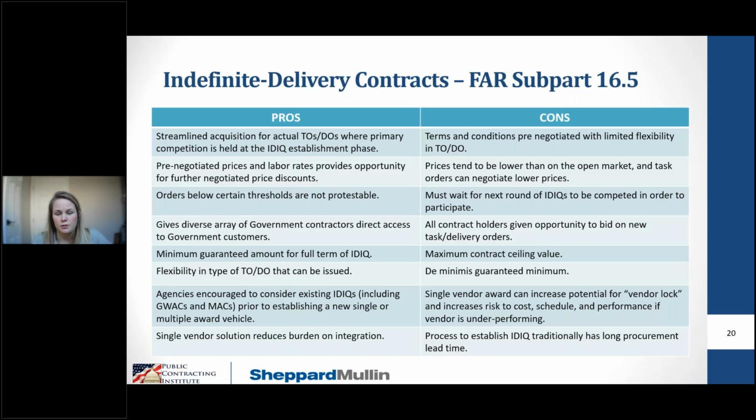discounts, which of course goes to one of the cons on the contractor side, that you tend to be selling things at less than open market, and that there's always risk that you would have to do further negotiations when working with your government customers.